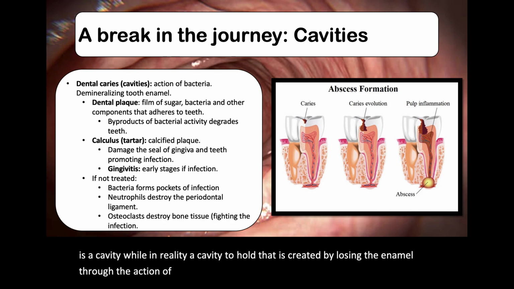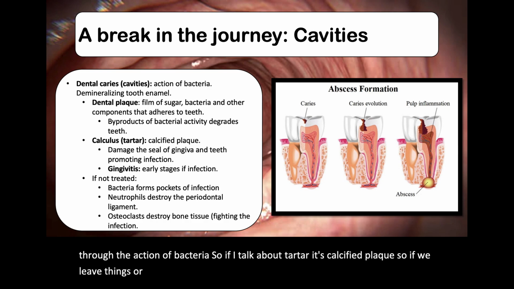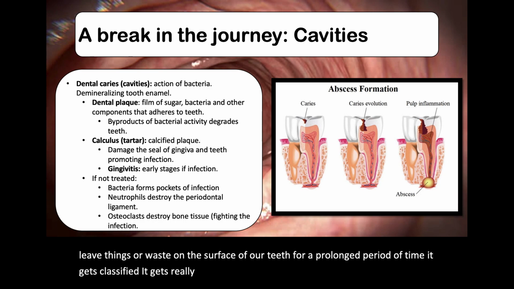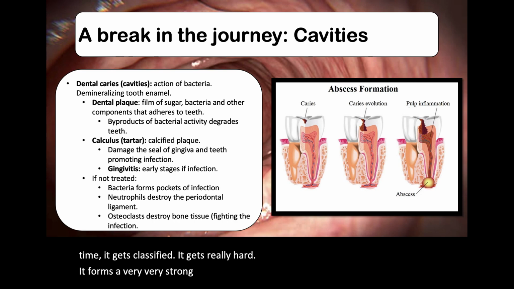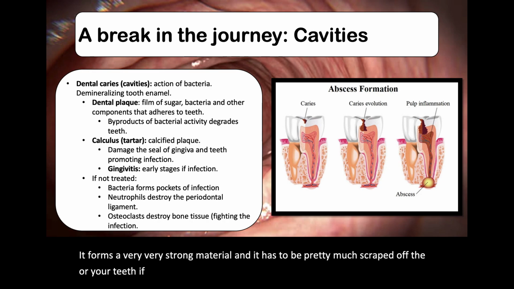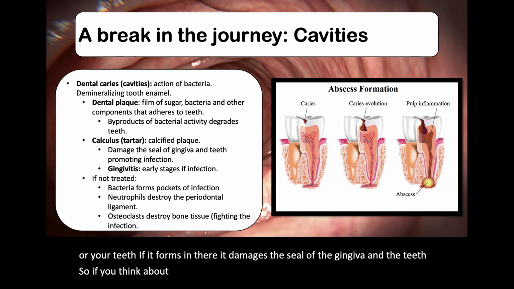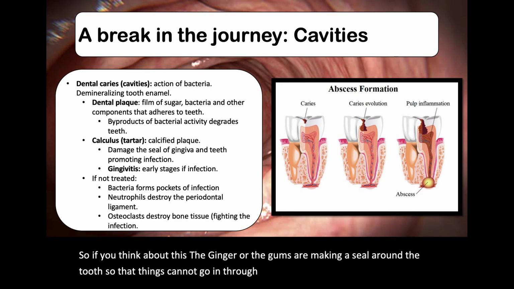So if I talk about tartar, it's a calcified plaque. If we leave food or waste on the surface of our teeth for a prolonged period of time, it gets calcified, it gets really hard, it forms a very strong material, and it has to be pretty much scraped off your teeth if it forms there. It damages the seal of the gingiva and the teeth. The gingiva, or the gums, make a seal around the tooth so that things cannot go in through it. Food, bacteria, you name it.